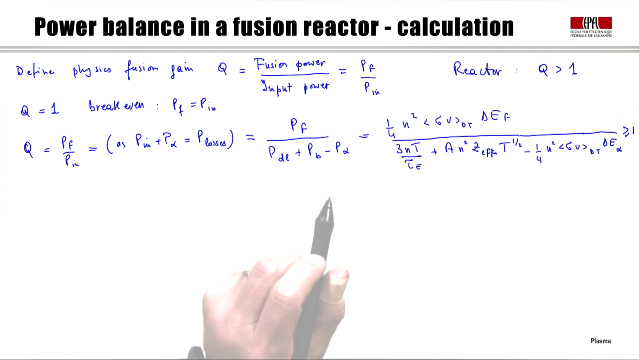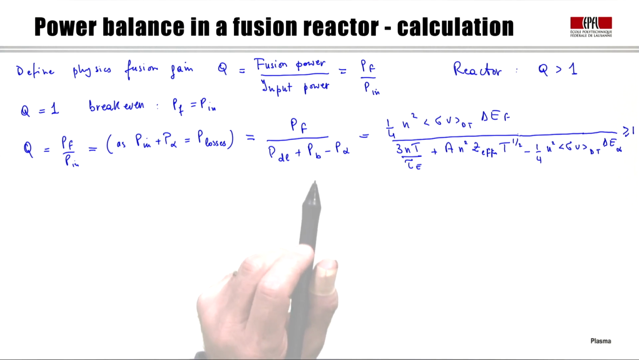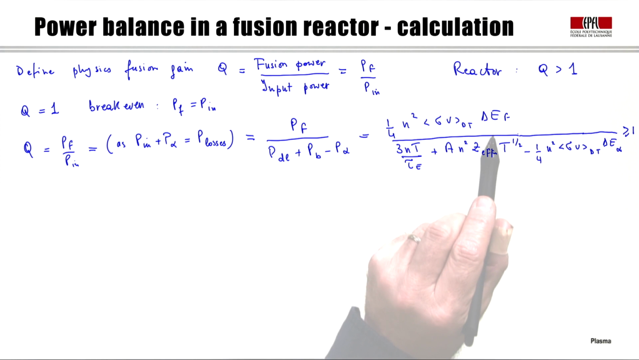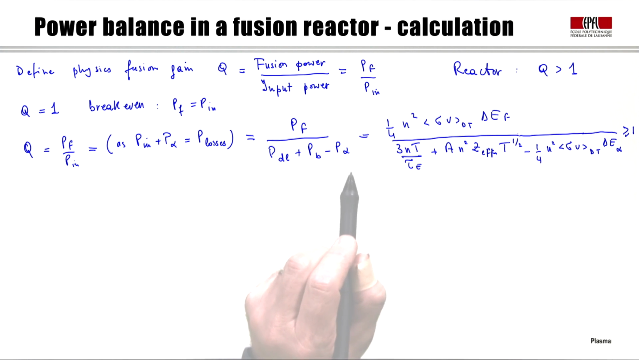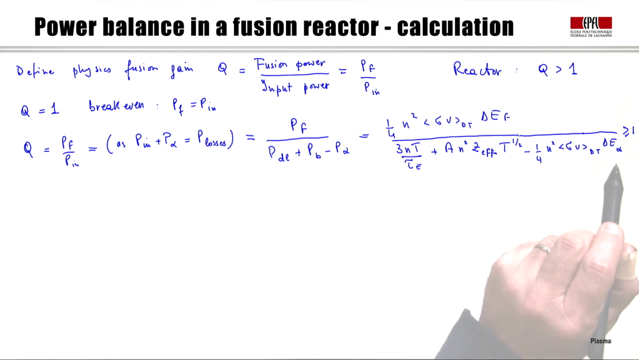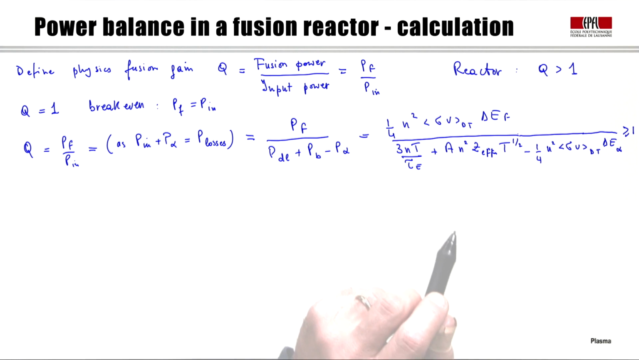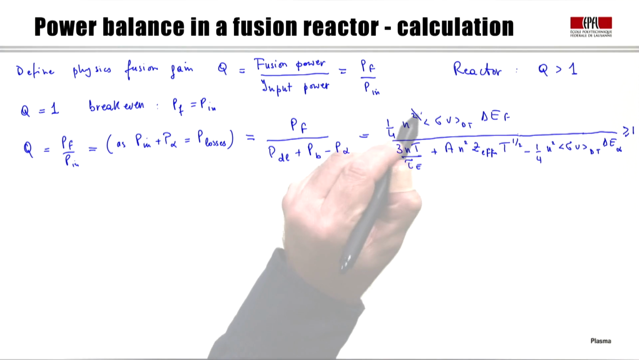Notice that in the expression for the total fusion power, the energy gain per reaction is the total delta EF, while in the expression for the alpha particle power, all the other terms are the same, but the energy gain per reaction is, of course, only the power carried by the alpha, delta E alpha. Let's simplify this expression a little bit.